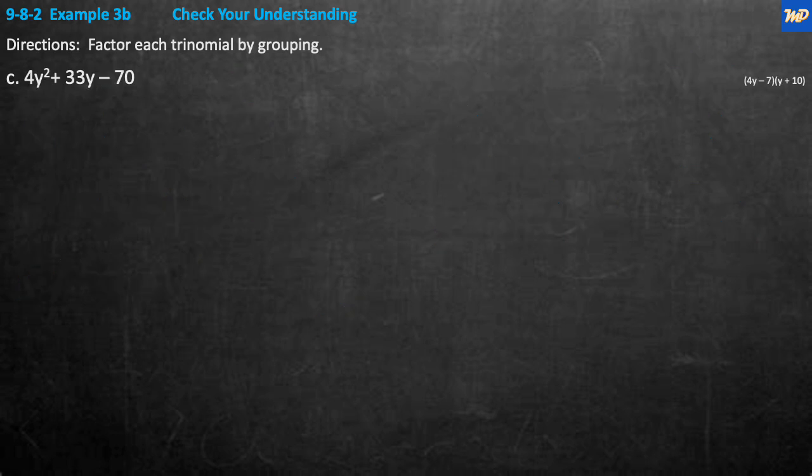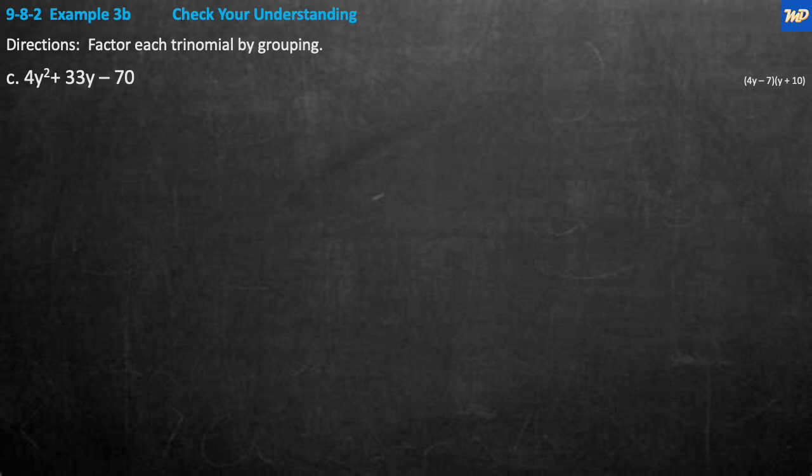Okay, here's the second slide in our example 3. It was 3b, checking your understanding. I want you to solve this trinomial by grouping. Go ahead and try it on your own and see what you come up with, and when you get back, we'll do them together. Okay, I assume that you've stopped and tried, and you've all succeeded. And let's go ahead and do it and see where we end up with this.